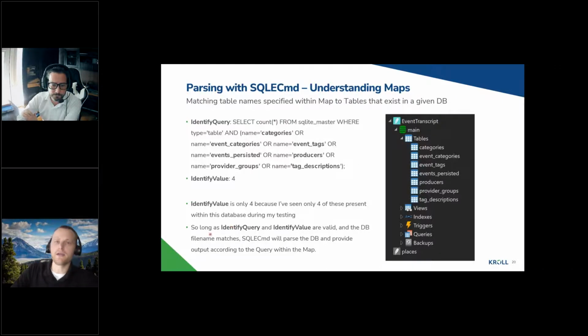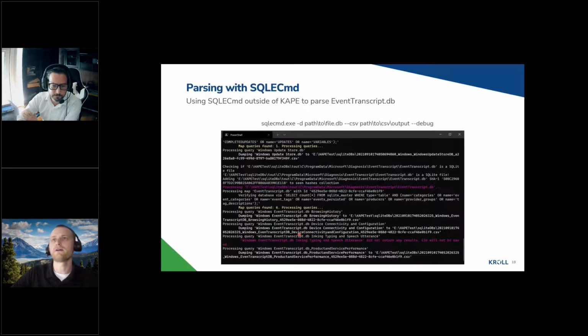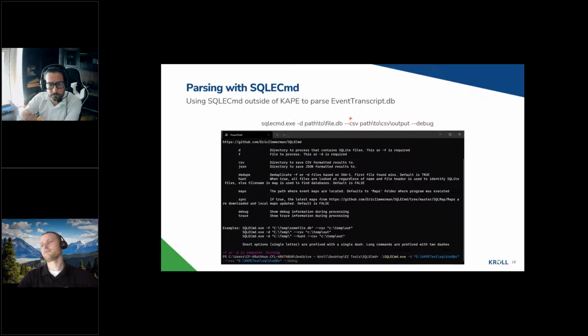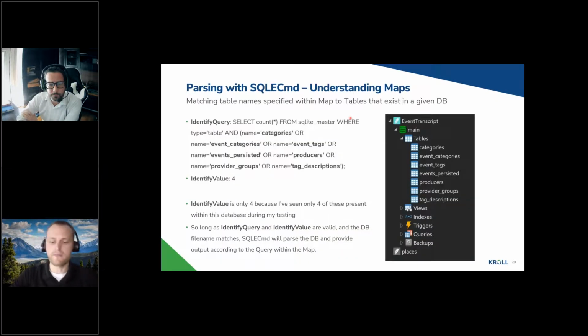So here on the bottom, so long as the identify query, identify value are valid and the DB file name matches. So we go back here, right? File name, it's looking for this file name. It's looking for these tables, and it's looking for 4 of them to match. Then we're going to get parsed output for the map for EventTranscript.db, and really any other DB that you parse with this tool.